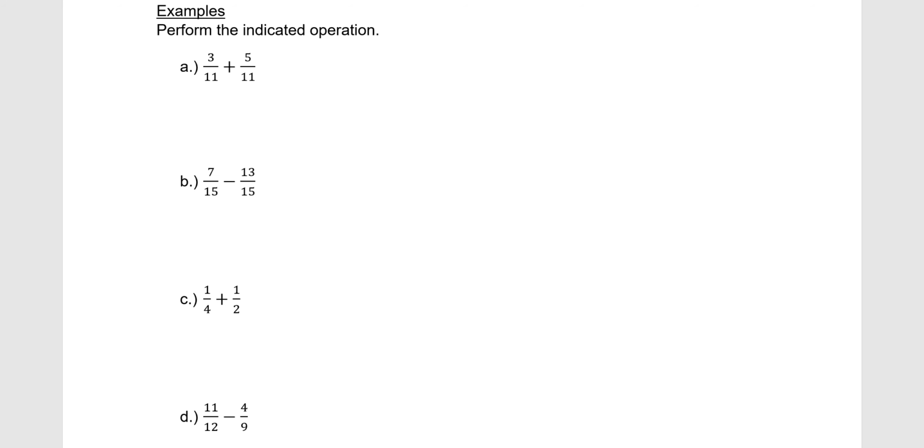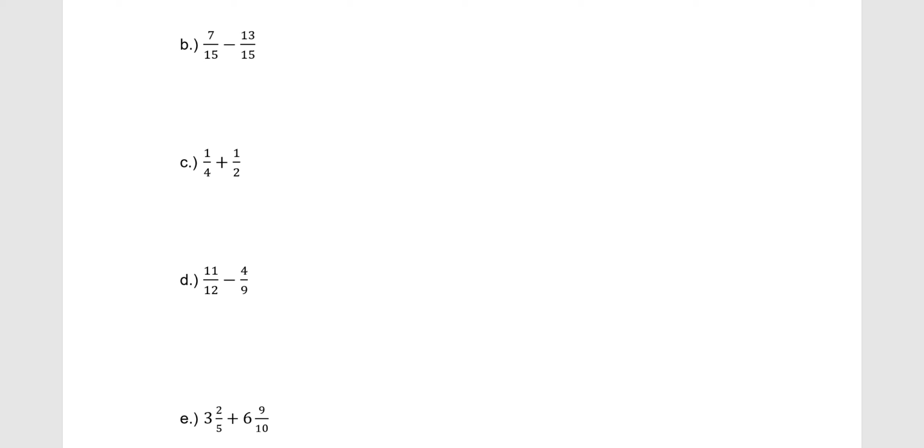So for the first one, we have 3 over 11 plus 5 over 11. So we're adding, so we need the same denominator. We already have the same denominator here. They both have a denominator of 11. So all we have to do is add the numerators together. 3 plus 5 is 8 over that denominator of 11. So just make sure you keep that denominator the same when you're adding or subtracting. You don't add or subtract the denominators.